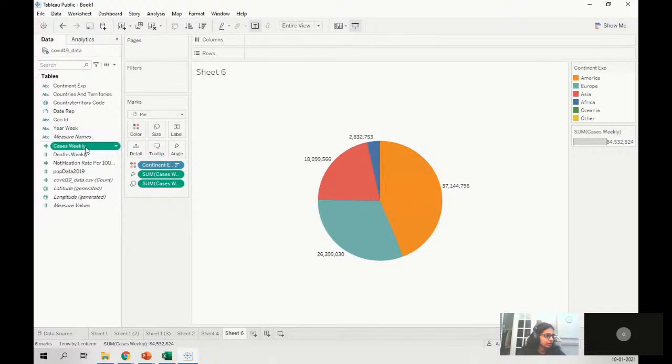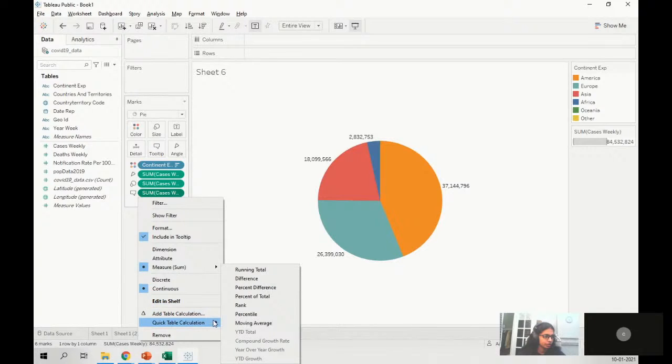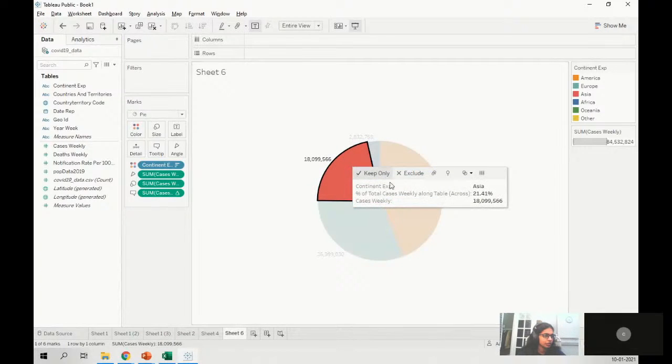You can add more information to the tooltip. I'm going to drag and drop one more column on tooltip and then convert this into a percentage of total, so that when we click on this, we not only see the number 18 million from Asia, but we also see the percentage, which is 21 percent of the total world COVID cases come from Asia.